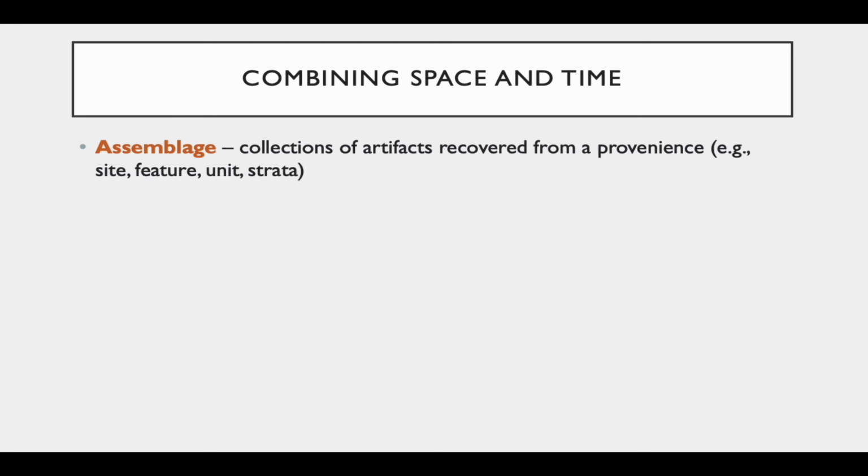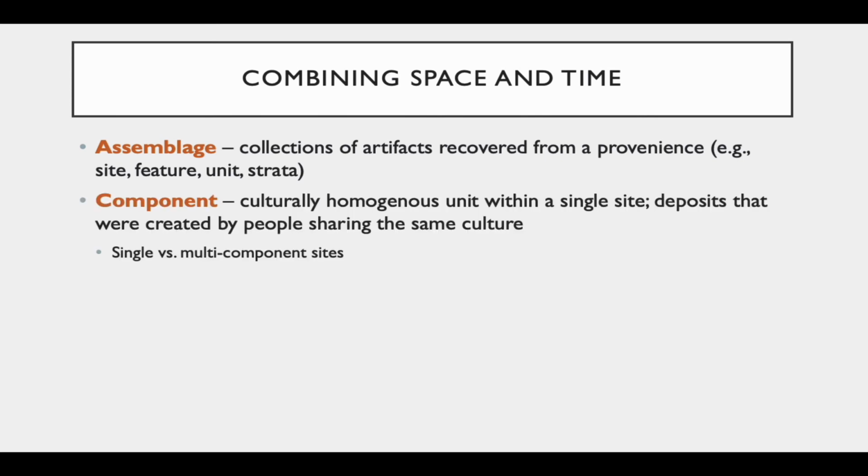When it comes to combining space and time, we have what's called an assemblage. This is the collection of artifacts that were recovered from a specific provenience, and so that can be scaling from a specific strata or feature all the way up to a site. It depends on how you're going to define it.